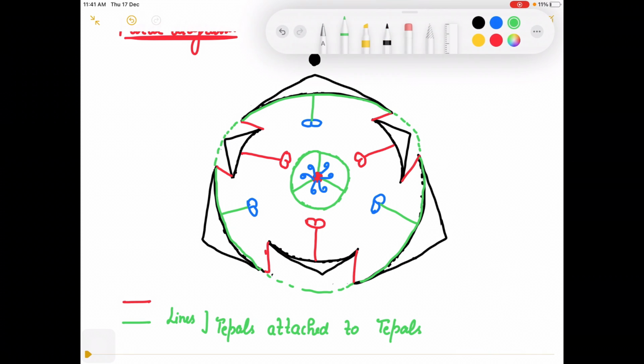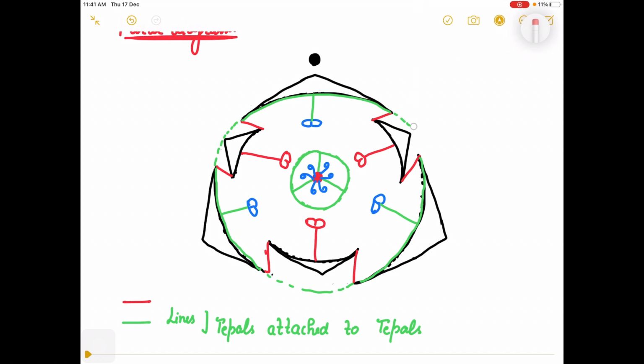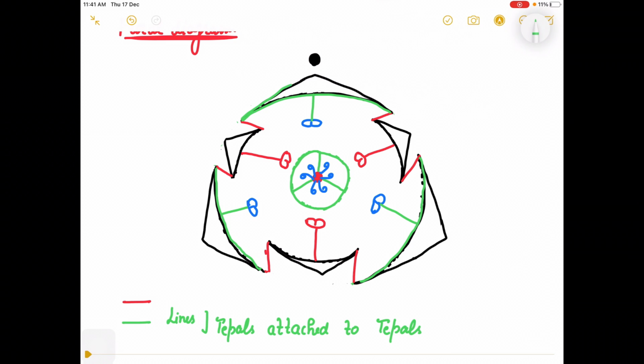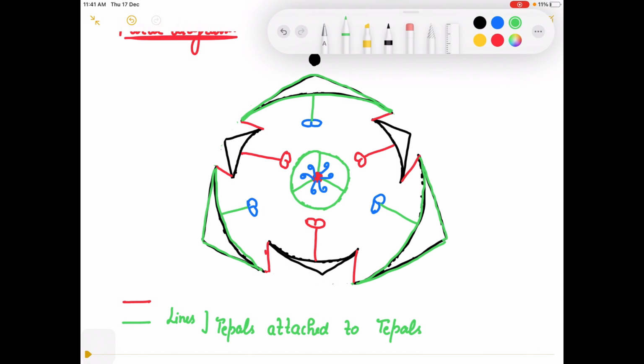Okay, done. Now erase your extra part. Erase this extra part, erase it. Okay, now if you have marked it, now make the sepals here. 1, 2, and this one is 3. Done. Now we are going to make the inner wall.